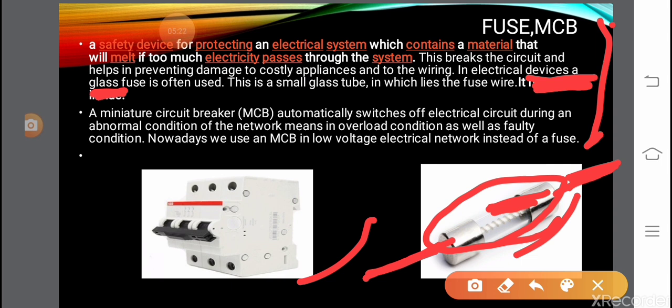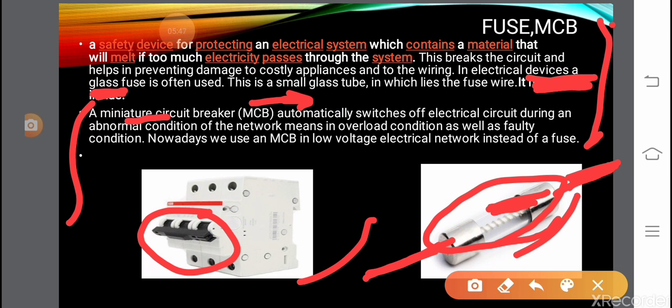But these days we are using MCB in place of fuse. So most of the places MCB is used. You must have seen MCBs near the switches of your ACs. And the full form of MCB is also very important. You should learn its full form. This is miniature circuit breaker. You can see these switches. These switches will automatically turn off when there is overload condition, means when the current limit exceeds, or when there are chances of short circuiting.